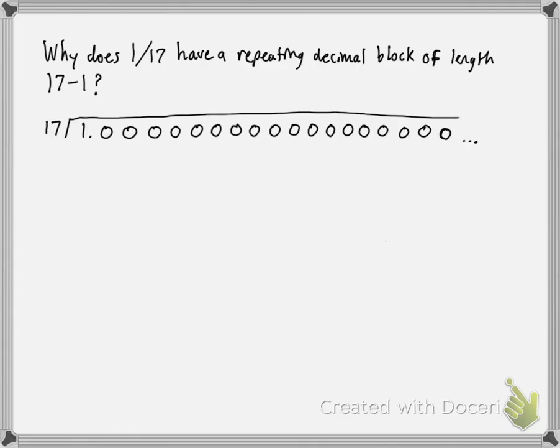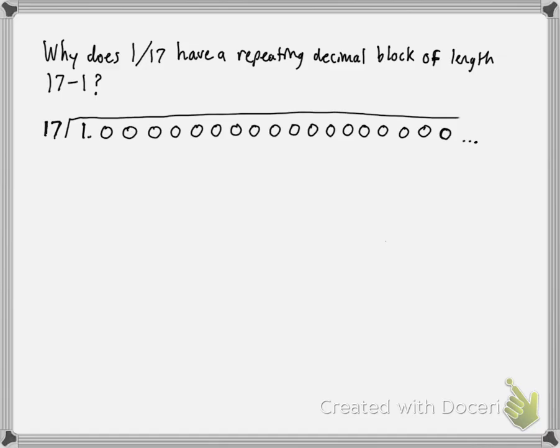So this isn't going to be a proof, but I'm going to illustrate why it turns out that the longest possible repeating block for 1 over a prime number is, at most, the prime minus 1. All right, so let's do this division. We've got 17 in the divisor and a whole bunch of zeros in the dividend.